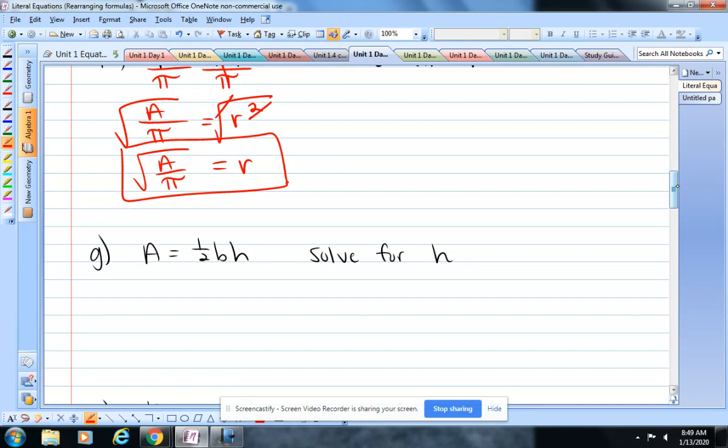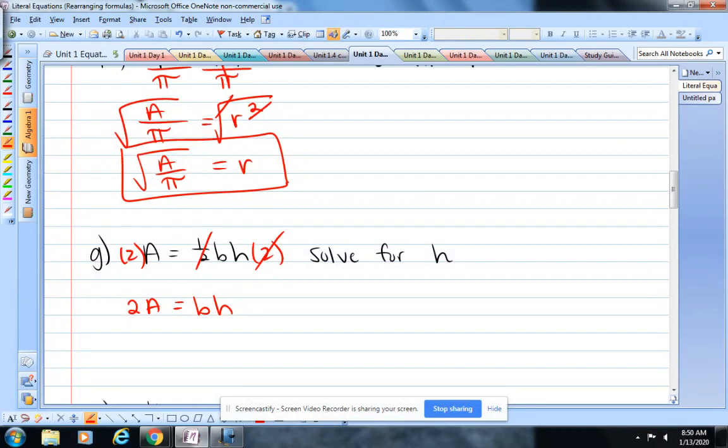All right. So, how do we get rid of a half? Multiply both sides by the reciprocal. Yes. To get rid of a fraction, you multiply both sides by the reciprocal. So, let's do that first. What's the reciprocal of a half? 2 over 1, which is just 2. So, multiply both sides by 2. So, 2 times a half makes 1. And 2 times A is just 2A, isn't it? So I'm left with 2A equals what's left?